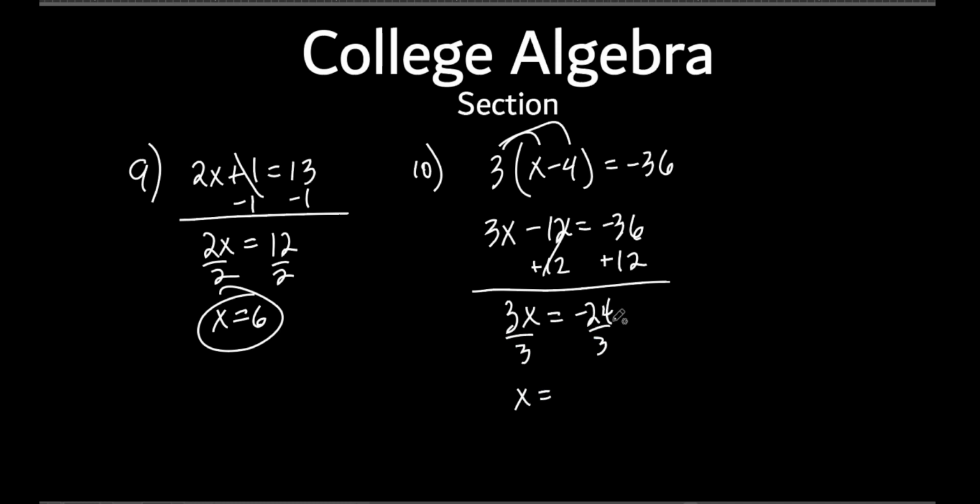Don't leave it like this. Some of you left it like this on the test, and I marked it wrong. And I'm going to mark it wrong when you take the test tomorrow. If you don't reduce your fractions, make sure you reduce your fractions, and that's negative 8. That's the only acceptable answer right there. X is negative 8. That's the only thing I'll accept.